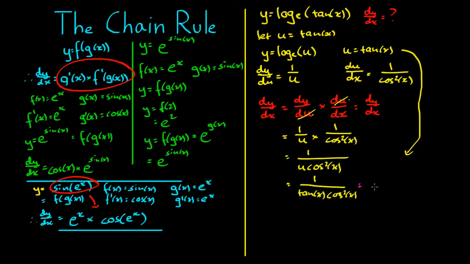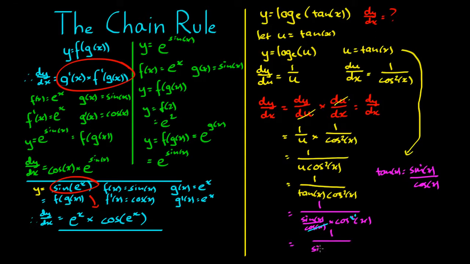Tan of x is equal to sine x on cos of x. That's just the identity. So this is equal to 1 on sine of x on cos of x times cos squared x. And I can cross out this lower cos and take away a power of 1 there. So this is equal to 1 on sine x cos x. And that is the chain rule.